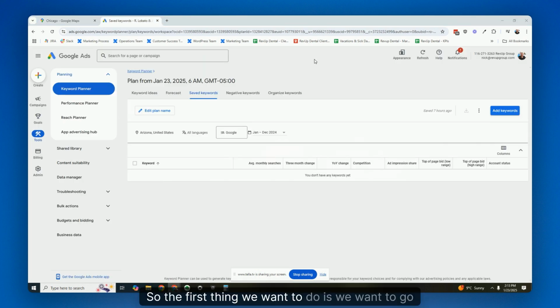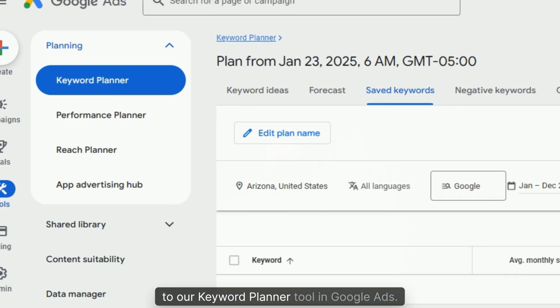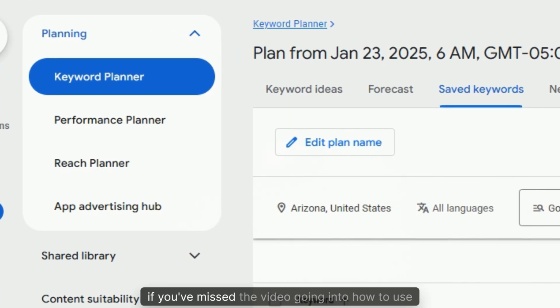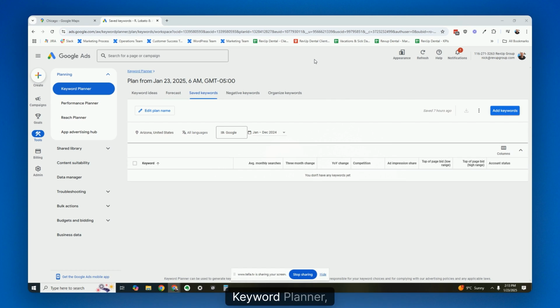So the first thing we want to do is go to the Keyword Planner tool in Google Ads. If you've missed the video on how to use Keyword Planner, I'll put a link in the description down below. I highly advise you watch that first. It's going to make a lot more sense what I'm typing in here, the data I'm getting, and how I'm using it. So if you haven't seen that video, check it out.